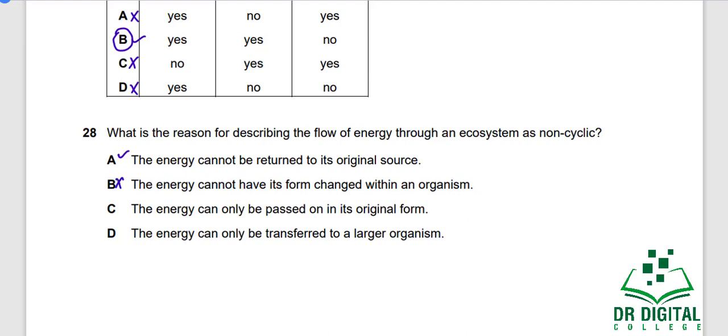C is the energy can only be passed on to its original form. No, energy cannot be passed on to its original form. It is changed into chemical energy and heat energy. So C is wrong. When glucose is formed, light energy will be converted into chemical energy. That is not its original form. D is the energy can only be transferred to a larger organism. No, energy can be transferred to microscopic organisms like bacteria and fungi. So that's why D is also wrong. So the correct answer for question 28 is A.